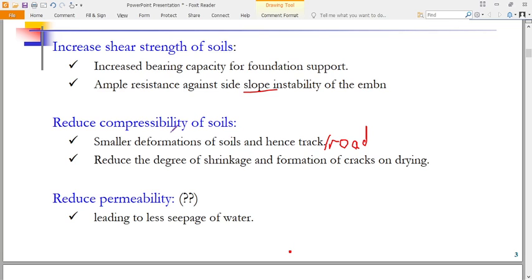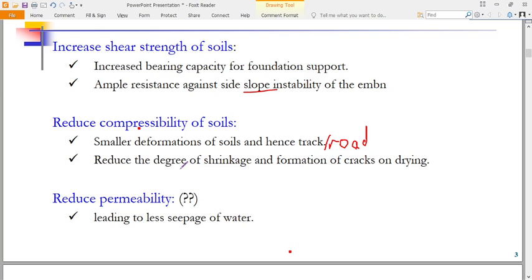Reduce the dry shrinkage and formation of cracks on drying. How does it reduce the degree of shrinkage? The degree of shrinkage is reduced by increasing the particles within a unit mass of soil, hence reducing the ability for it to shrink. Shrinkage occurs when water goes into a material, and when it is exposed to dry conditions, the water escapes. It is also more common in clay soils.